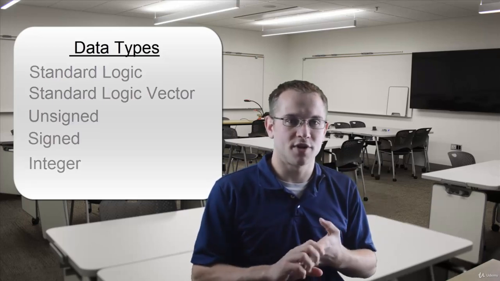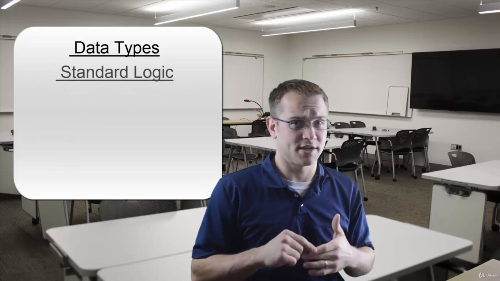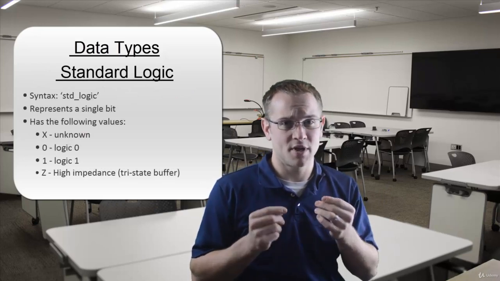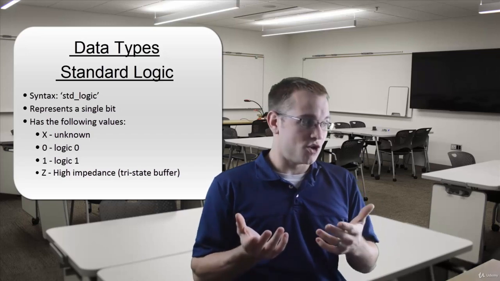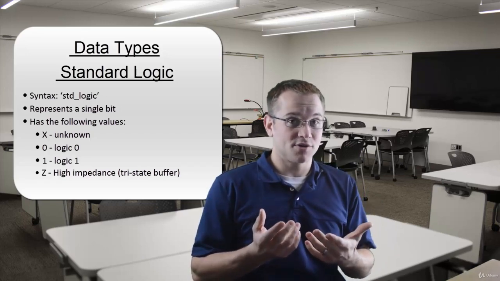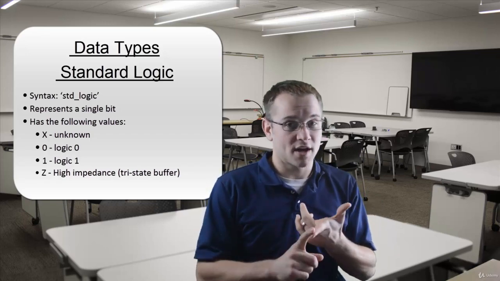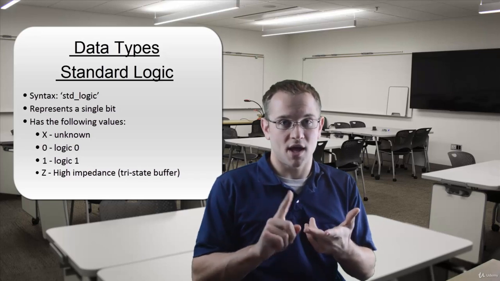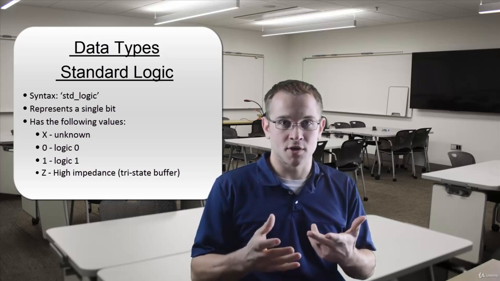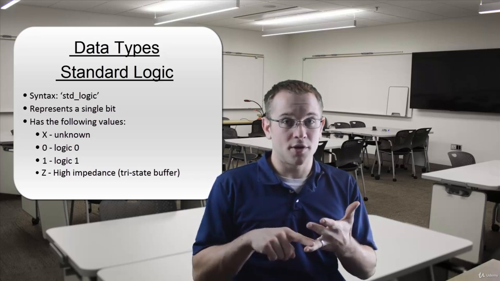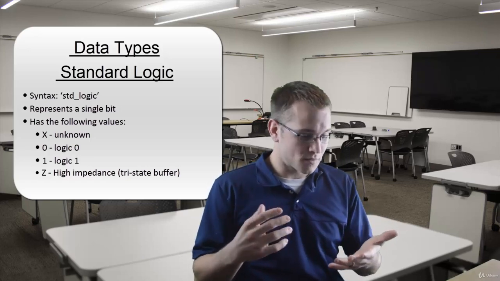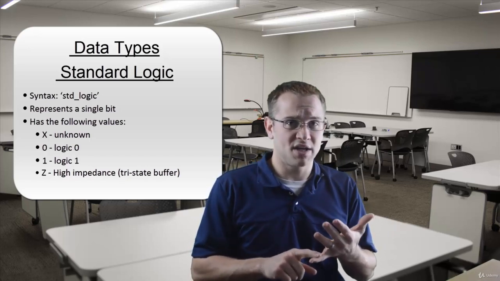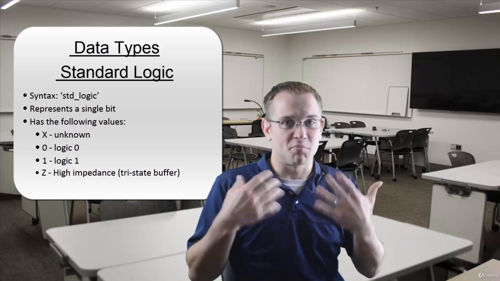The first one we're going to cover is the standard logic data type. A standard logic data type represents one bit of data, if you will. It can represent several values: X, which is unknown, a 0, which is a logic 0 or ground, a 1, which is a high or a logic 1 in digital, or Z, which is a high impedance, like a tri-state buffer.